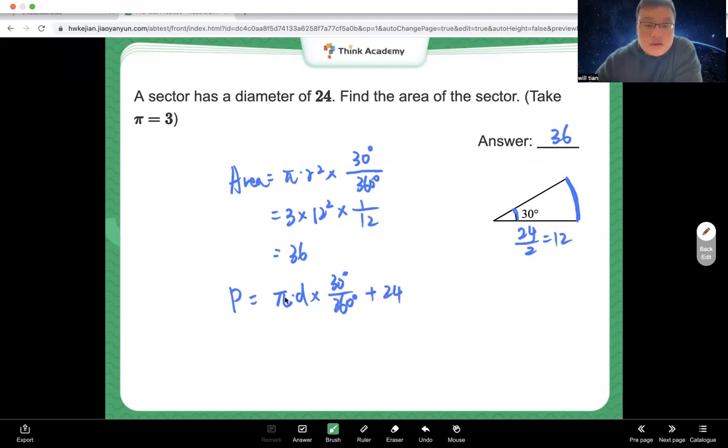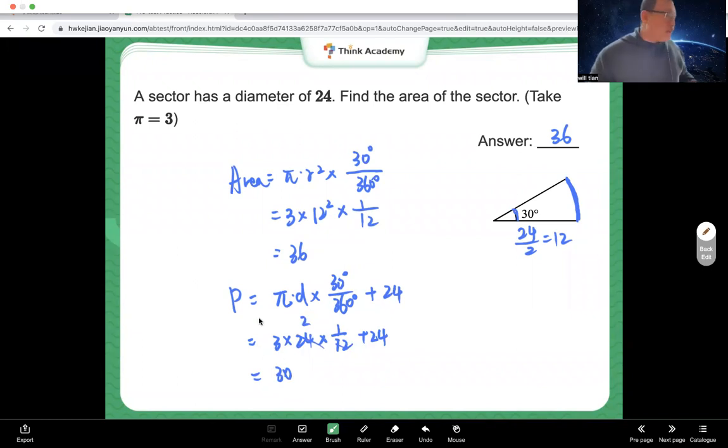So guys, when you do this calculation, that will be 3 times 24, and then times 1 over 12. And then you plus 24. So this 2, you cancel that. Actually, it's going to be 30.